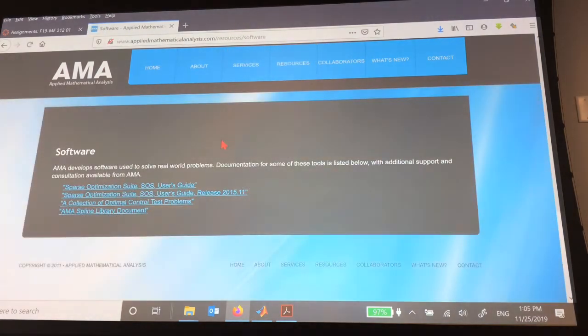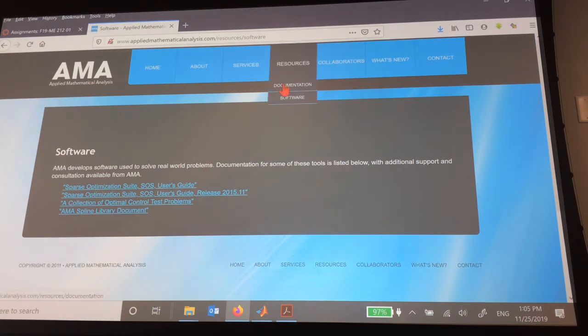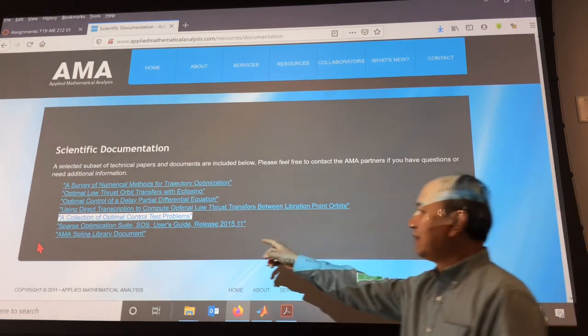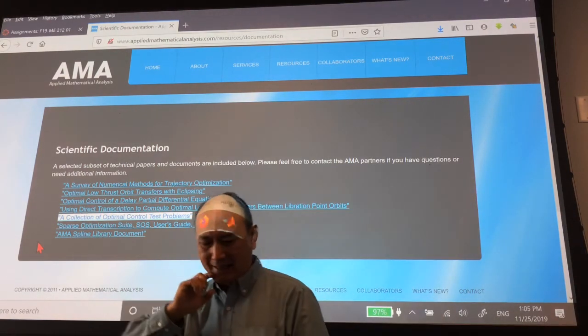And his software is called SOCS. I believe that software is well tested within NASA, on very large scale dynamic optimization problems. And for documentation, to my good surprise, he has a survey on numeric methods. But I really liked this one, a collection of optimal control test problems. So I attached this one to Lab 04.